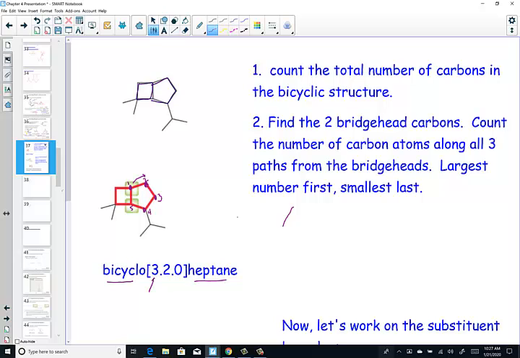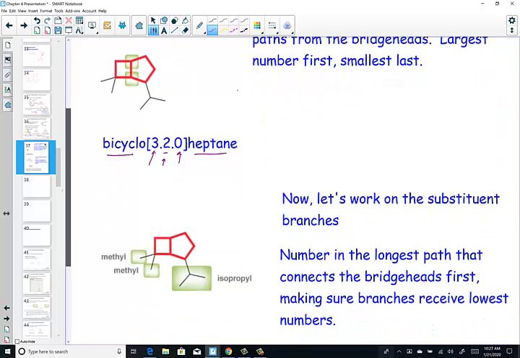So that's where you see the 3. It is the longest pathway between the 2 bridgeheads. The second direction takes you left, and notice that there is 1, 2 carbons separating the bridgeheads when I travel left. The opposite direction is to go directly from carbon 1 to 5, and since that's a direct connection, there's no carbon separating the 2 bridgeheads. They attach directly to one another, so that's the 0. Bicyclo[3.2.0]heptane.